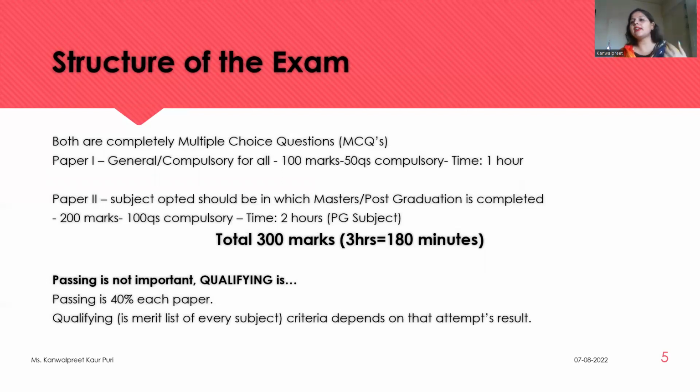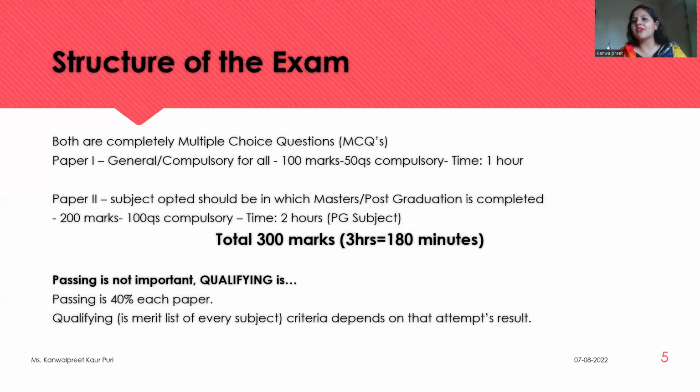So paper 1 is general and compulsory for all. We have 50 questions and each question is for 2 marks, so we are appearing for 100 marks and the time duration is only 1 hour, that is 60 minutes. Paper 2 is the subject opted in which your master's or post graduation is completed. As I've completed MCom, Master of Commerce, with Business Management as my specialization, I'm still eligible for the commerce subject under NET-SET.